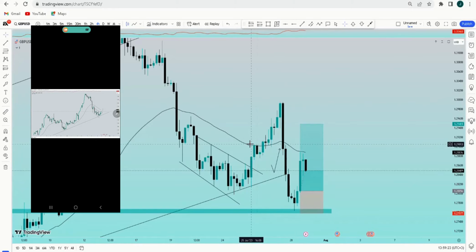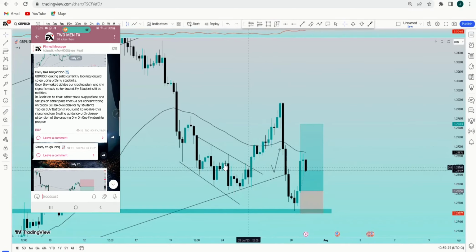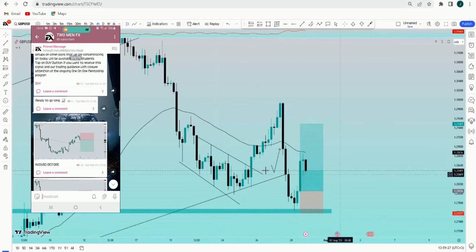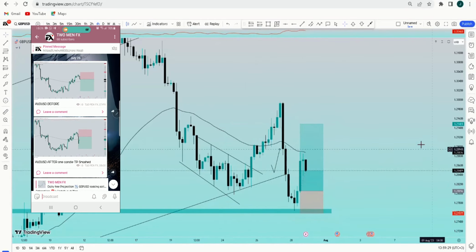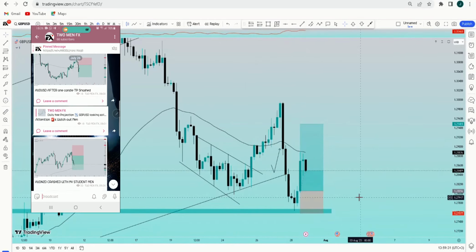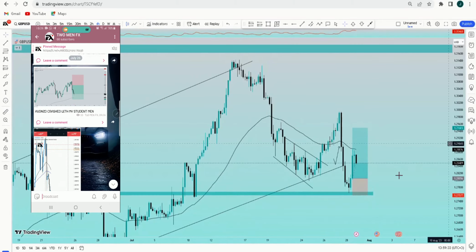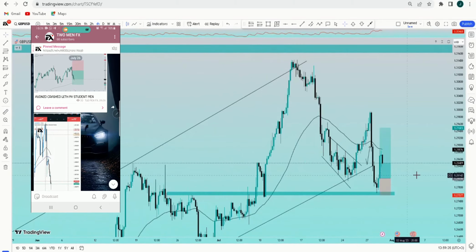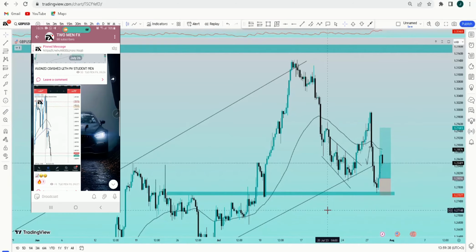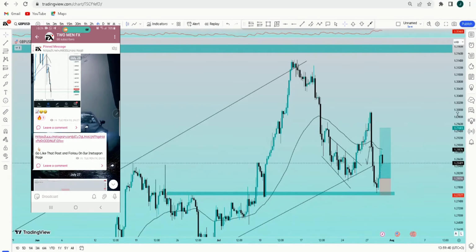I was expecting a simple retracement at least to this zone, guys, and then we take it all the way up. So today I'm gonna show you how I analyze this market, how I analyze GBPUSD, and how I was expecting it to go. So stay tuned, don't go away.